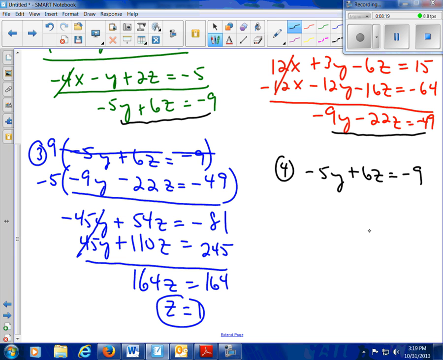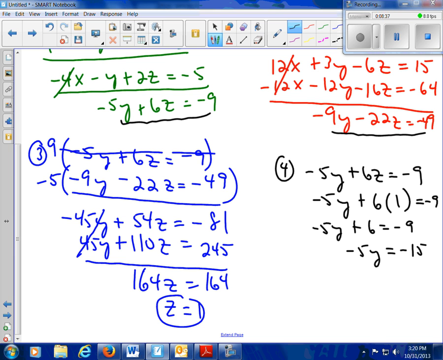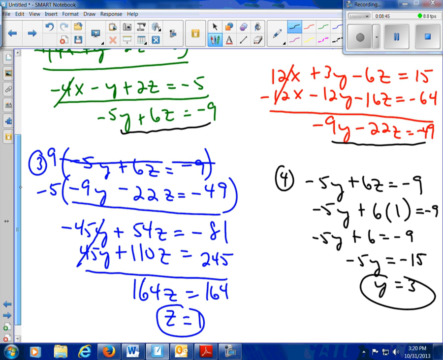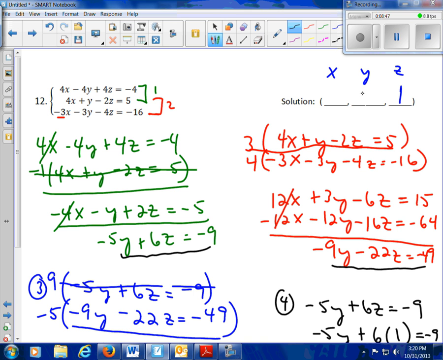I am now going to put in 1 for z so that I can solve for y. So negative 5y plus 6 equals negative 9. And if I subtract 6 from both sides, I'm left with negative 5y equals negative 15. Divide both sides by negative 5, and y equals 3. So there is our y.